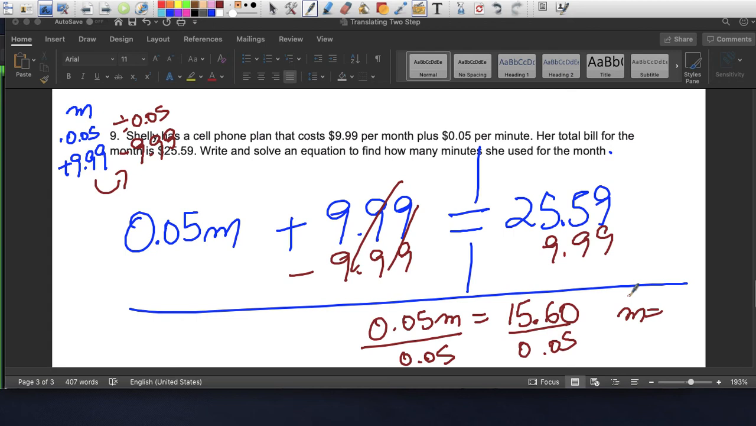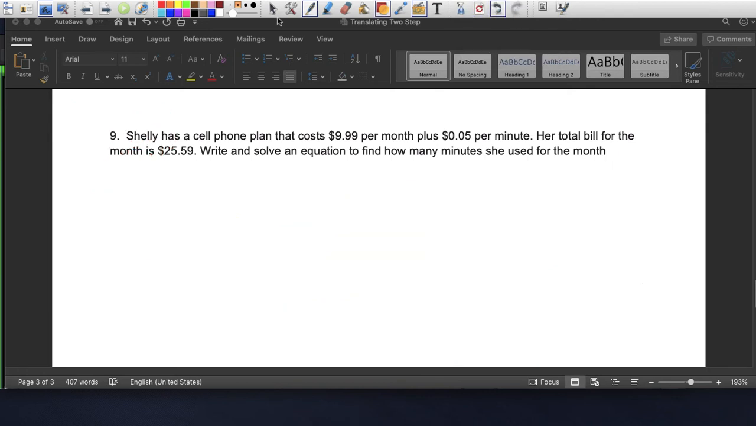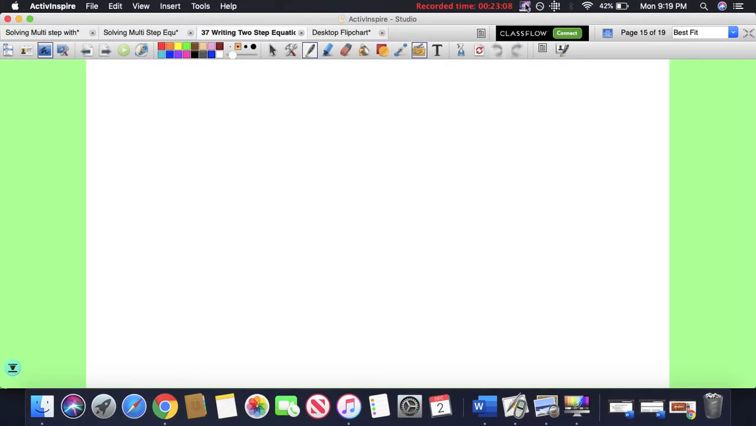Thank God for unlimited plans nowadays. 15.6 divided by 0.05 equals... You spent 312 minutes on the phone. That's why you paid a total of $25.59. All right, I can continue. I am going to continue. I'm going to do the other sheet. Let me just pause this for a sec.